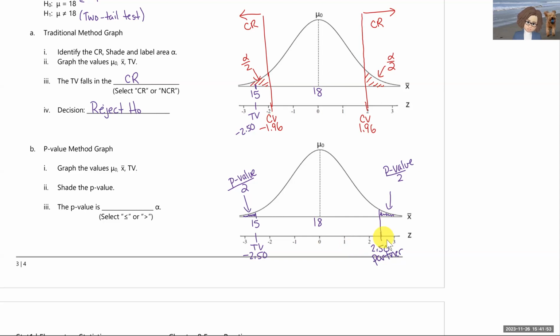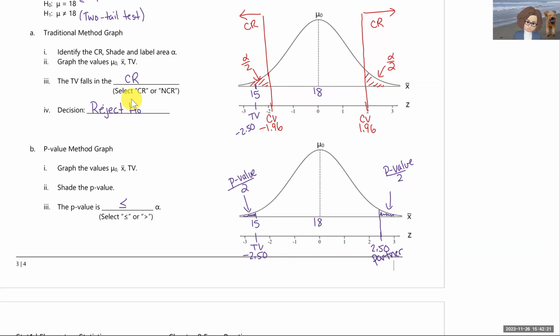And then we can visually see that the purple areas here, the p-value total, is smaller than the red areas here, the alpha areas total. So I can see that my p-value is smaller than my alpha. And technically, anytime p-value is less than or equal to alpha, we reject the null hypothesis. Okay, so that's just looking at some graphs.